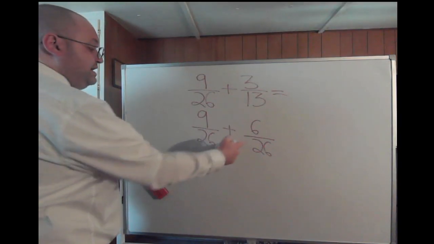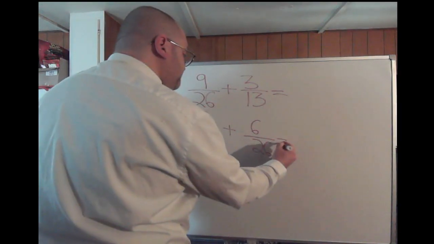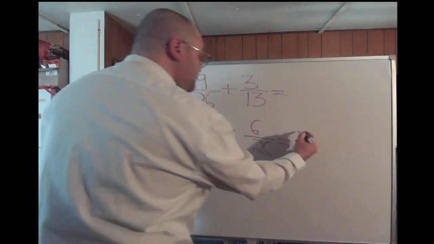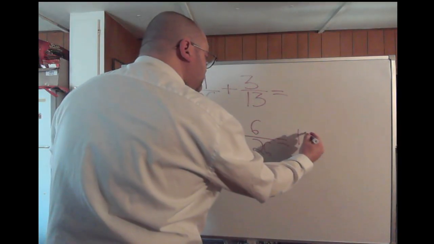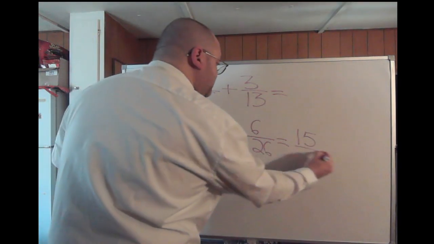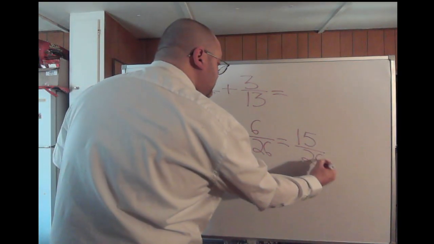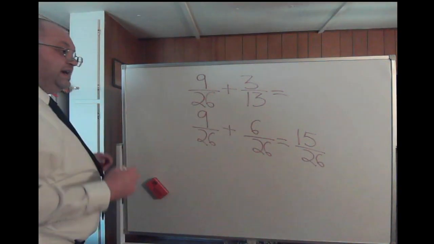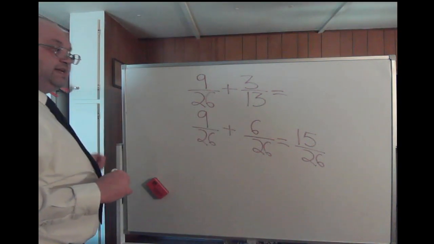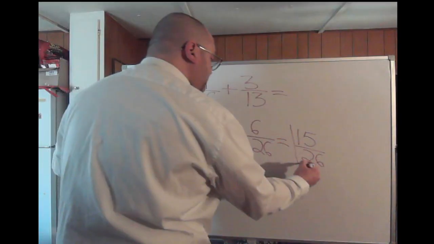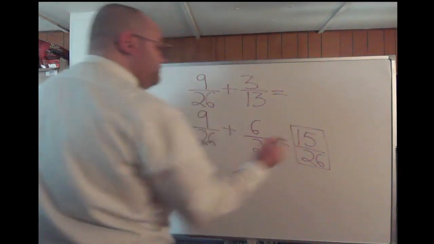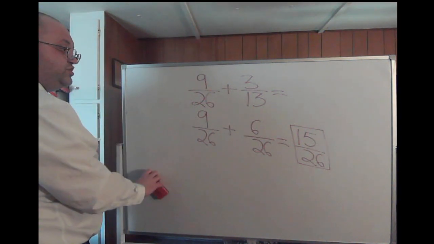Now that we have the same denominator, we may add these. 9 plus 6 is 15. And then, of course, the denominator stays 26. And there's really no factors between 15 and 26 that cancel out, so it's already in simplest form. The answer is going to be 15/26.